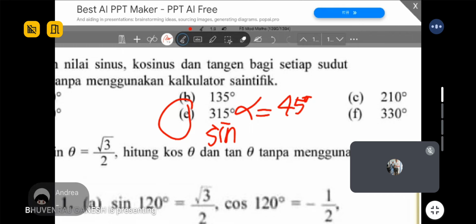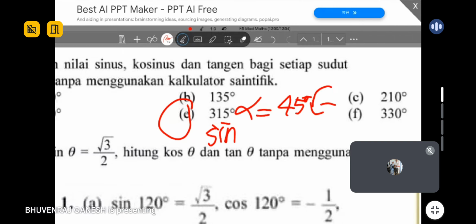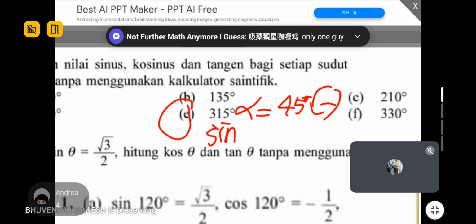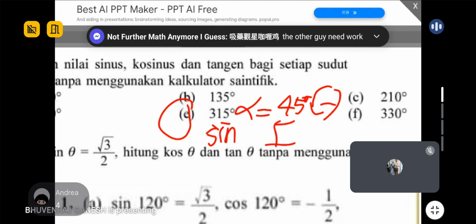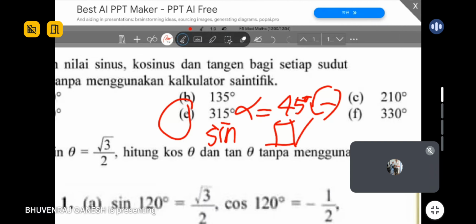Positive or negative, guys? Yes, negative. Okay, very good. So then what quadrant? Quadrant ke berapa? Yes. Okay, this is the fourth quadrant, quadrant keempat.